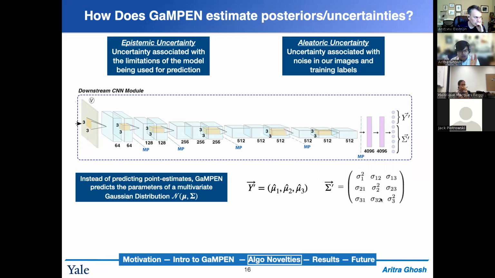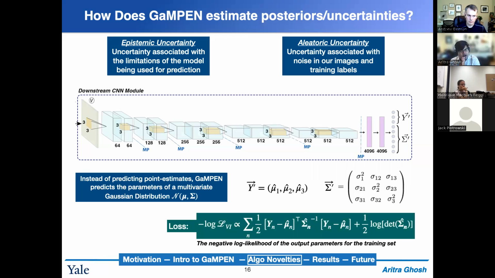And I should note here that we do the full covariance matrix. We don't do just the diagonal elements. And what this helps us to do is account for also the covariances between the different parameters. And then essentially, if you just write out the log likelihood of the output parameters, then that is our loss function. So if you just write out the negative log likelihood of all the output parameters, this is what we use as our loss function. And this is how we get the estimates of sigma in our models.